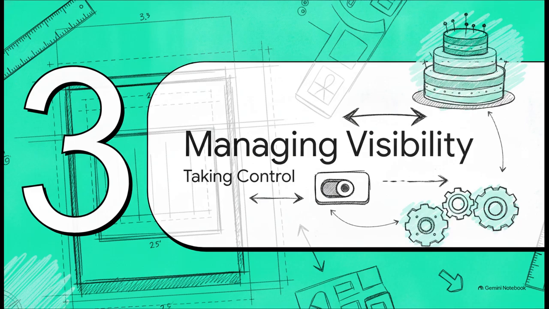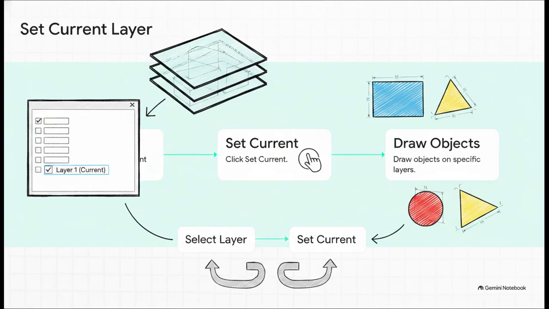Okay, the structure is built, your layers are named and formatted. Now it is time to take active control over the drawing process itself. This process right here is the absolute most crucial habit you need to develop as a CAD designer. Before you draw a single line, you must tell the software which acetate sheet you want to draw on.